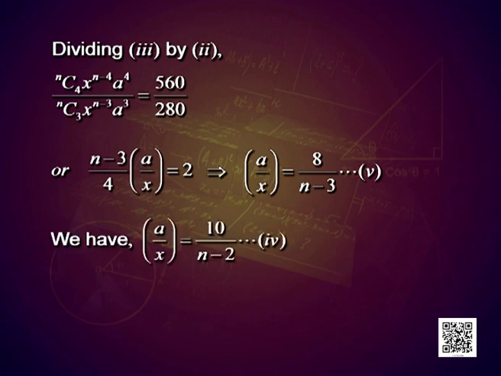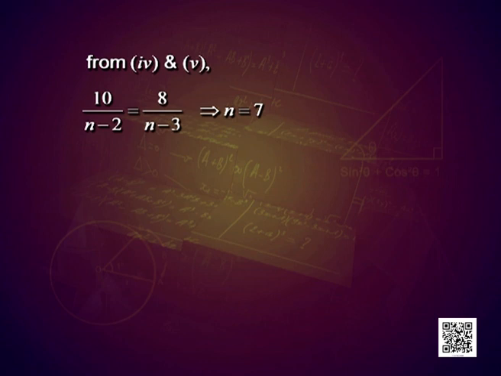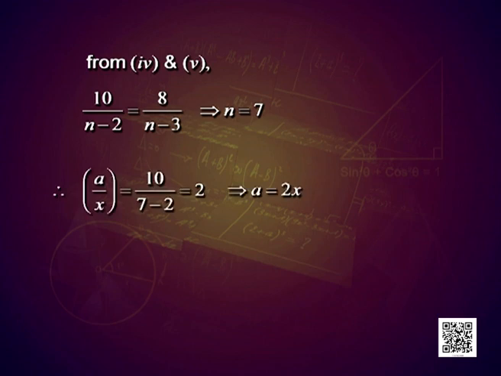So, we have a by x as 10 by n minus 2 and now a by x is 8 by n minus 3. If I equate the value of a by x from the fourth and the fifth equations that we have got, I will be able to solve for n. So, I have got now n as 7, but I still have to find a and x. At the most, right now we have a by x to be the same as 8 by n minus 3 or 10 by n minus 2.